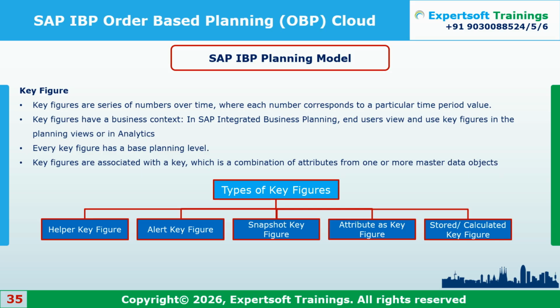So the next thing is key figures. The purpose of the key figure is to hold transactional data. These are the different types of key figures you have in IBP: stored, calculated, attribute as a key figure, snapshot key figure, alert key figure, and helper key figure. So what is the difference between stored and calculated?